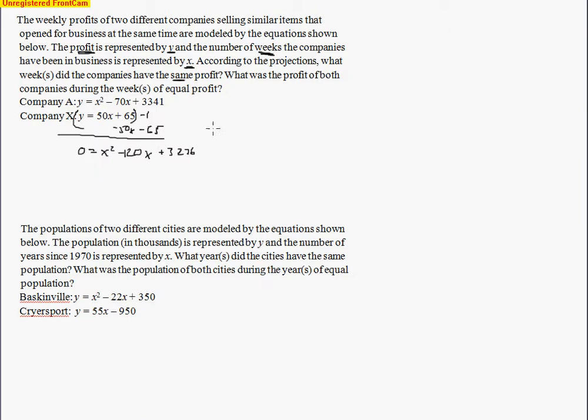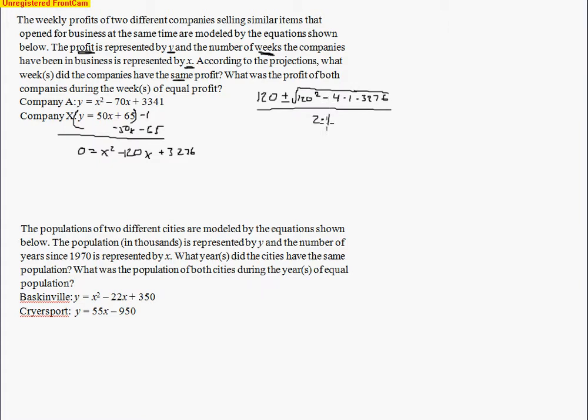So I substitute the numbers in. So here's what I'm going to have. I'm going to have a positive 120 because it's the opposite of b. And then I'm going to have two equations. So I've got the plus and minus, the square root of 120 squared minus 4 times a, a is 1, times c, which is 3,276. And then down below, I end up with 2 times 1. So I've got these two equations I'm setting up.